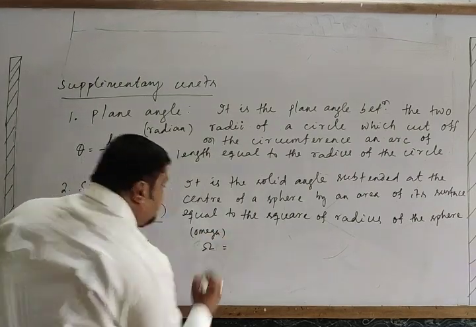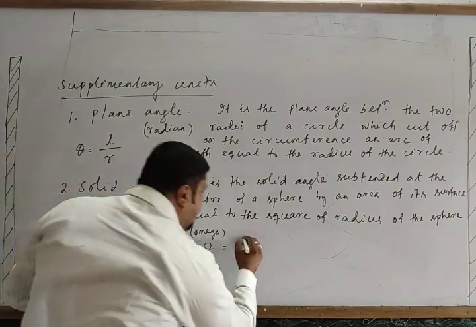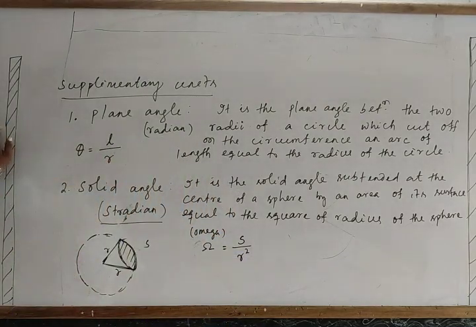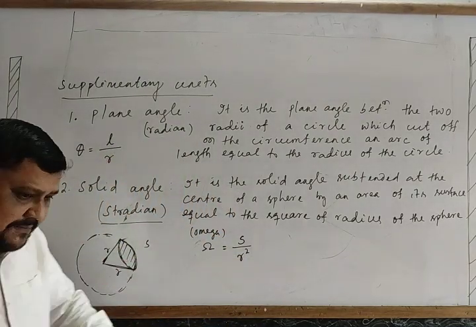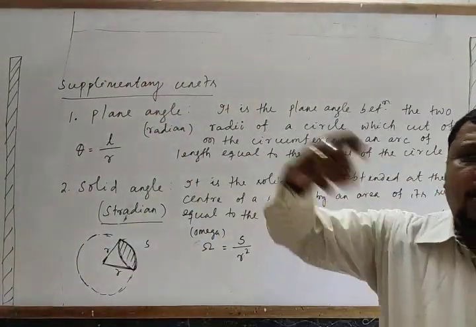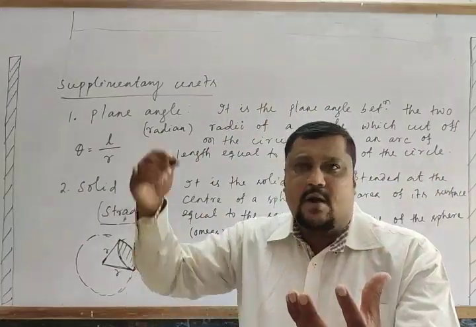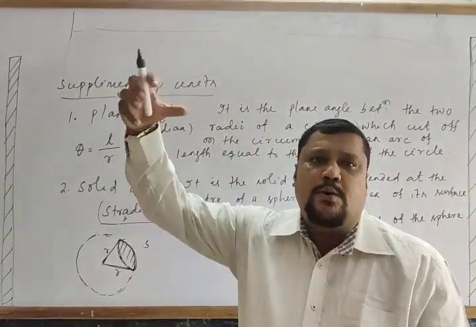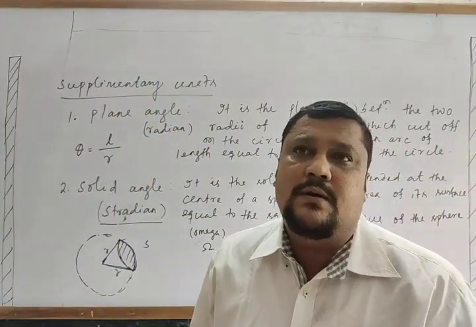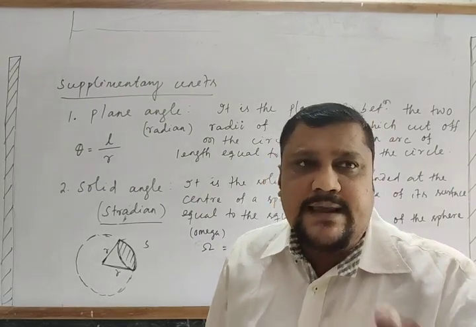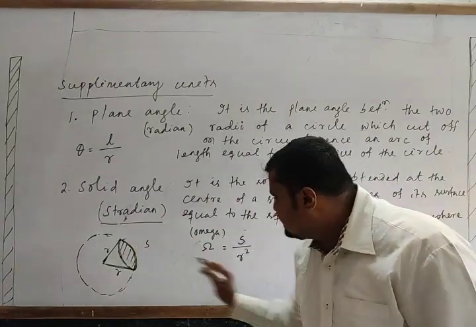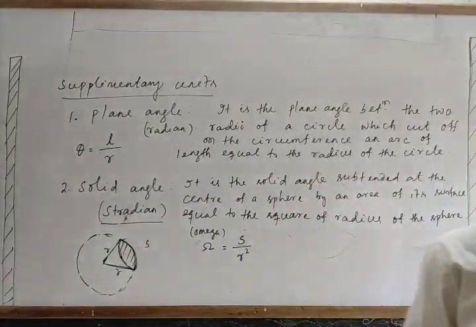Solid angle omega is equal to this area divided by the radius squared, S by r squared. From a sphere, you are taking a conical shape. Take a sphere and cut it so that you get a cone, with the apex of the cone at the center of the sphere. This area on the surface divided by r squared is called the steradian.